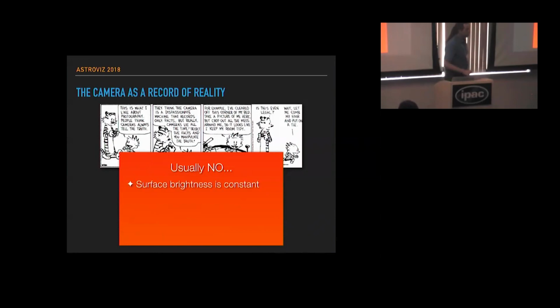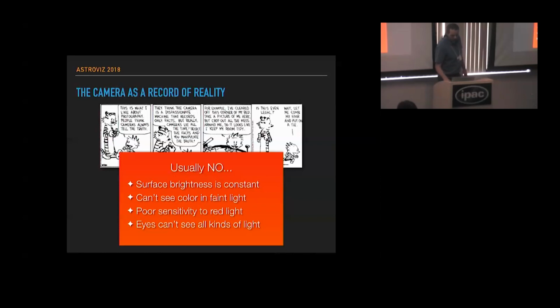One is surface brightness is constant. Even if you get closer to something, it doesn't get brighter. So if you can't see it from Earth, you still can't see it when you get closer. You also have issues: our eyes are really bad at seeing faint light, and really bad at seeing many colors. And of course, we can't see all the different types of light that are out there, like infrared and X-rays and things like that.